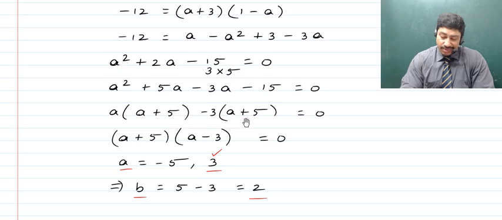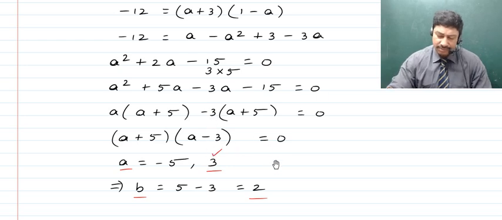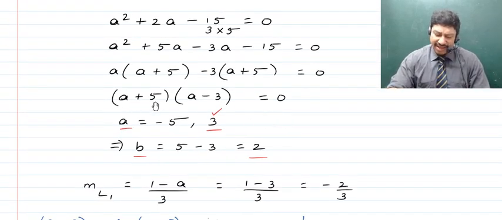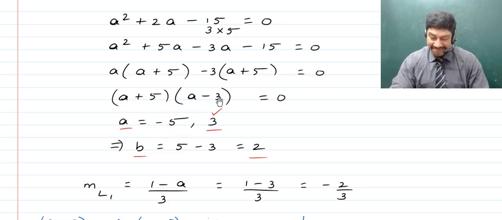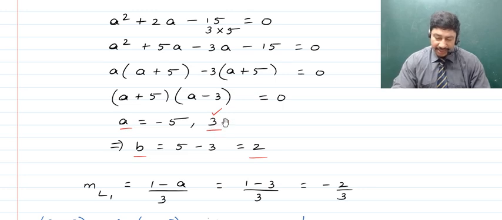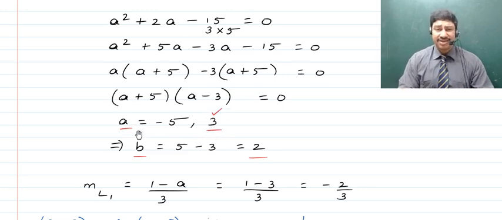As in this binomial, a plus 5 is common, that's why you took it out, and inside you were left with a minus 3. Now when a plus 5 is equal to 0, you get the value of a to be minus 5, and when a minus 3 is equal to 0, you get the value of a to be 3. So this is going to be considered the correct answer, as this is one of the intercepts, the x-intercept, and as both the intercepts were to be positive, this is the only value that you can consider.